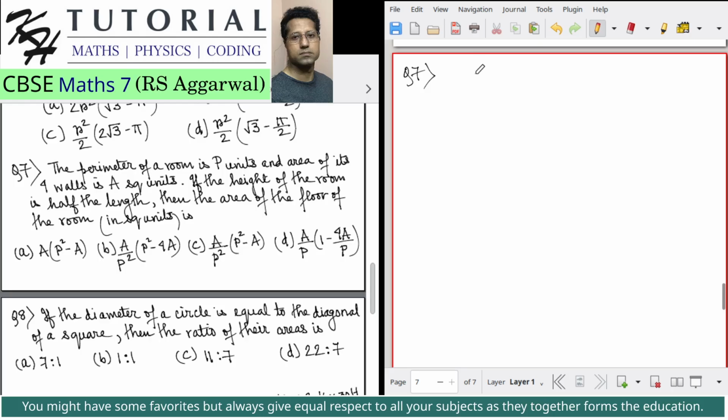So we know, if we consider L and B to be the length and breadth, let the length of the room be equal to L, the breadth be equal to B, and the height of the room be equal to H.